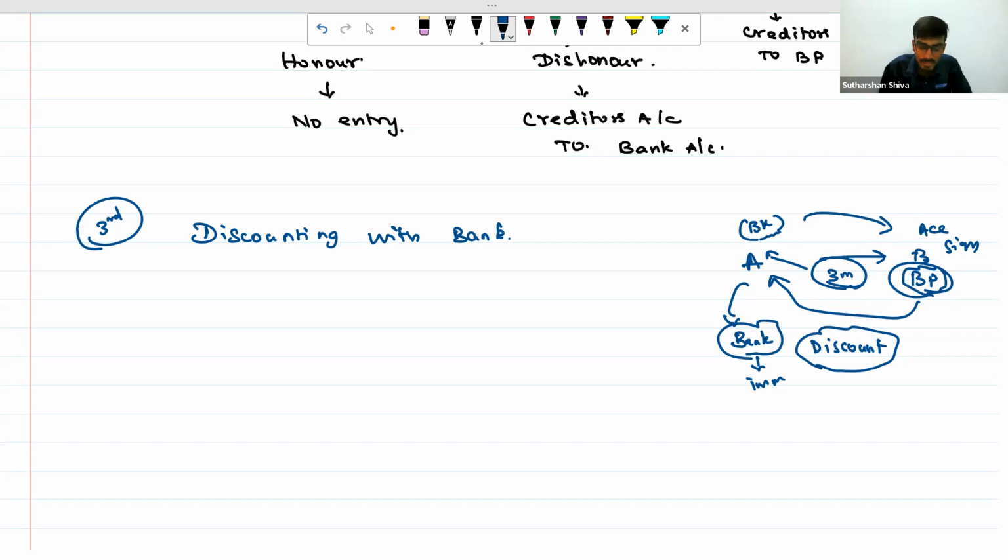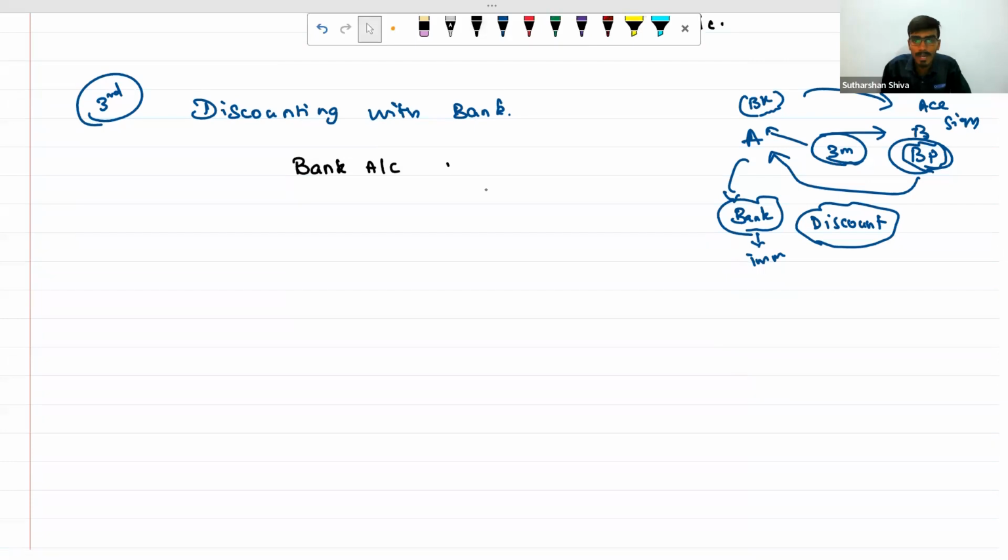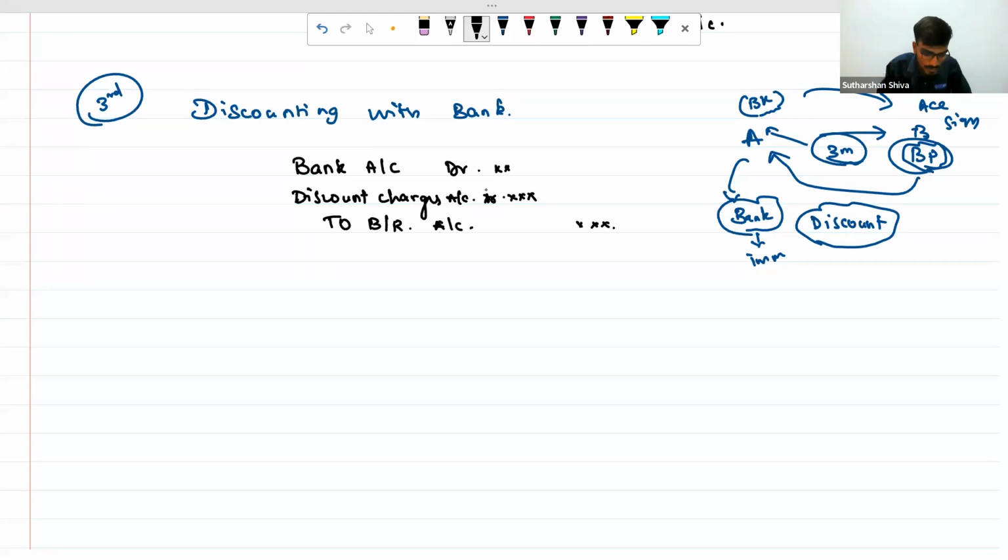At that time, how will the journal entry work? I will get my money in my bank, correct? My bank account will increase, so I will debit my bank account. Discounting charges are treated as my expenses, so I will debit the discounting charges account. And I will credit my bills receivable account because I have already disposed of the bill and got my payment. This is how discounting works.